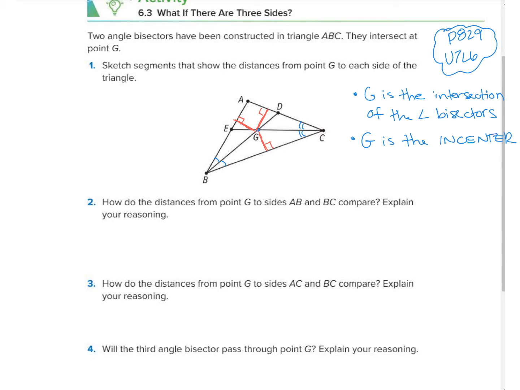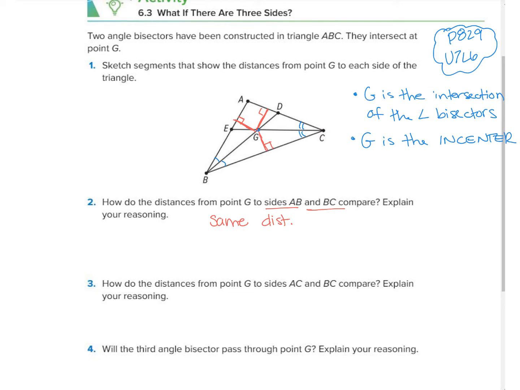So it says, how do the distances from G to sides AB, that's the one on the left side, and BC, that's the one on the bottom, compare? They appear to be the same. So the same distance. Let's take a look at 3.